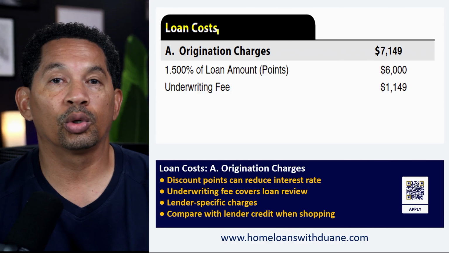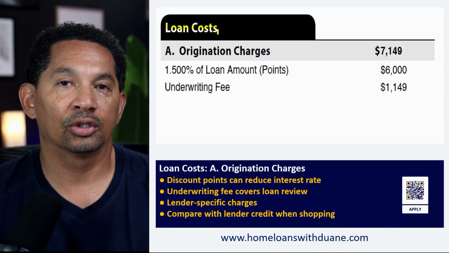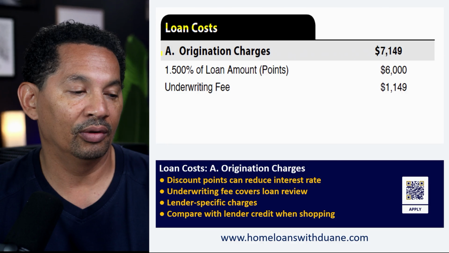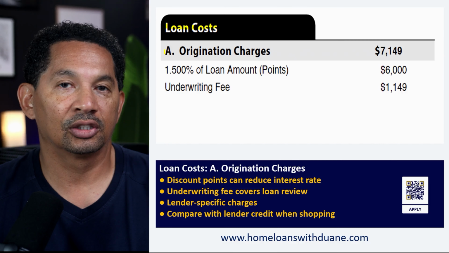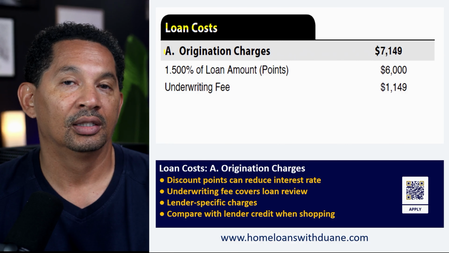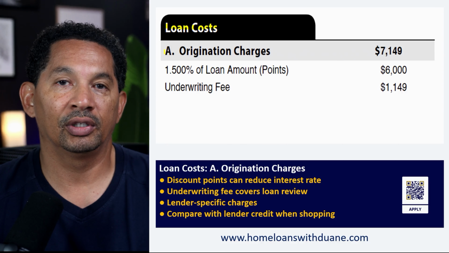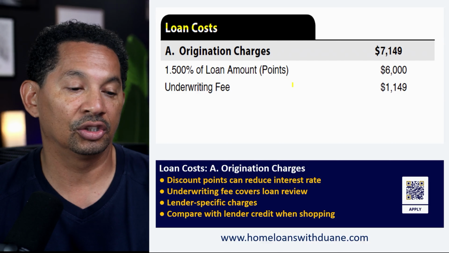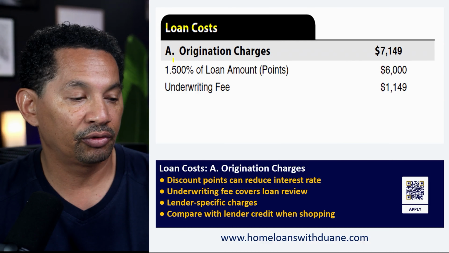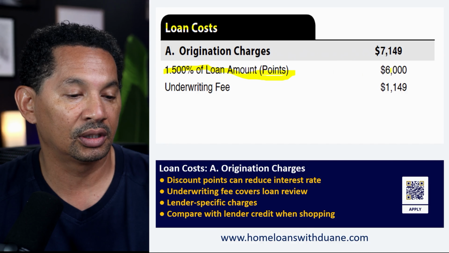Now, the next section is the loan cost. This is where you're going to really compare with lenders because lenders have the most control of Section A. And this is going to tell you if there are any points being charged or not. So if your lender is telling you the interest rate that you're receiving has no points, then this section should be 0. I did reflect some points on here just to give you an idea what it looks like. 1.5 points on the loan amount of $400,000.